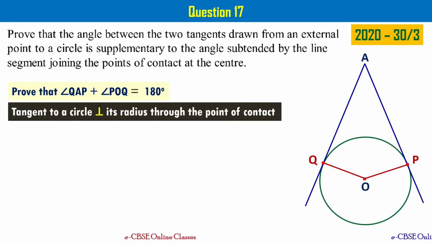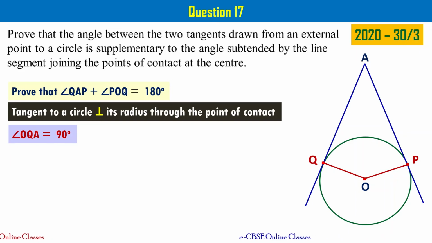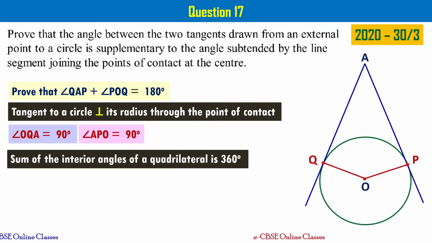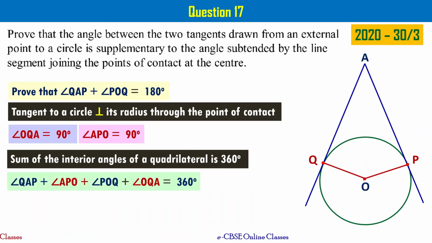A tangent to a circle is perpendicular to its radius through the point of contact. This is what we know. It means angle OQA is 90 degrees and angle APO is also 90 degrees. And we know that the sum of the interior angles of a quadrilateral is 360 degrees. Here, if you take a look, APOQ is a quadrilateral, right? So the four angles, when you sum them, you get 360 degrees as the answer.